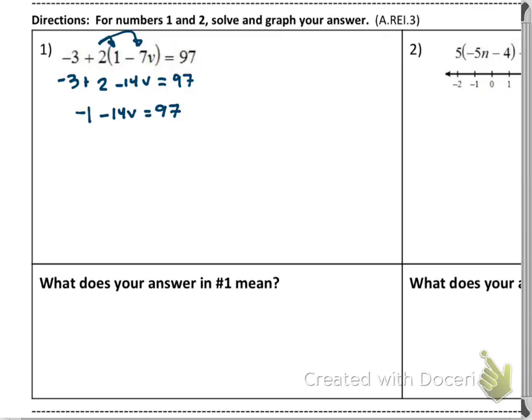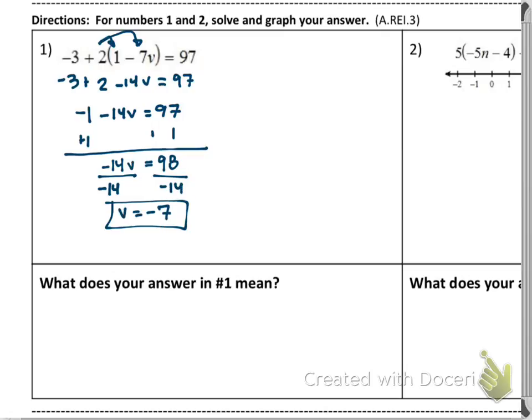Then I want to add 1 to both sides because I want to undo everything. The idea is doing backwards order of operations. So the 1's cancel out, so I got -14b is equal to 98. Divide both sides by -14, so I could isolate the variable, so b is equal to -7, and I box my answer. So, continuing here, it says, what does your answer number 1 mean?